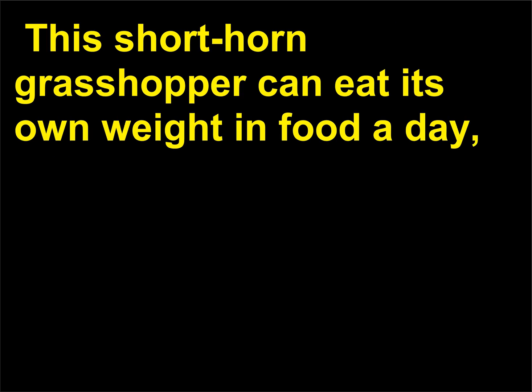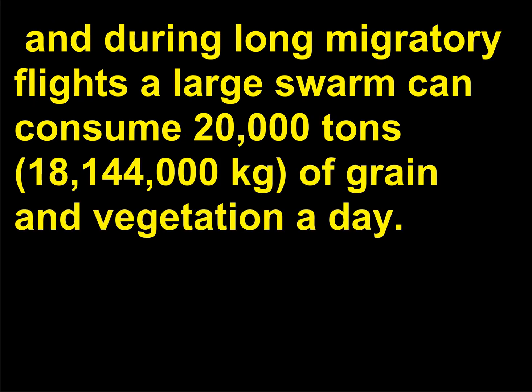This shorthorn grasshopper can eat its own weight in food a day. And during long migratory flights a large swarm can consume 20,000 tons, 18,144,000 kilograms, of grain and vegetation a day.